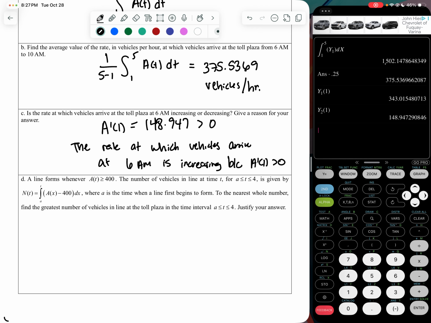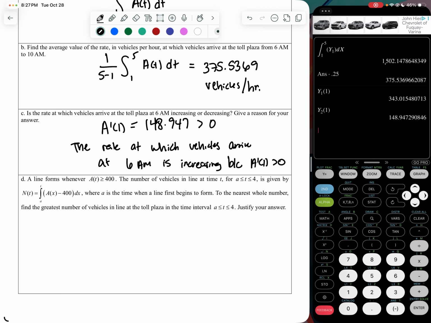A line forms whenever A of t is greater than or equal to 400. And the number of vehicles in line at time t, for a less than or equal to t, which is less than or equal to 4, is given by this integral, where a is the time when a line first begins to form. To the nearest whole number, find the greatest number of vehicles in line at the toll plaza in the time interval from a less than or equal to t, which is less than or equal to 4.